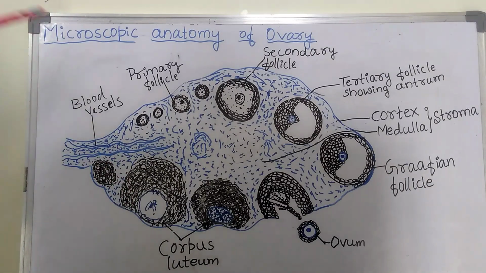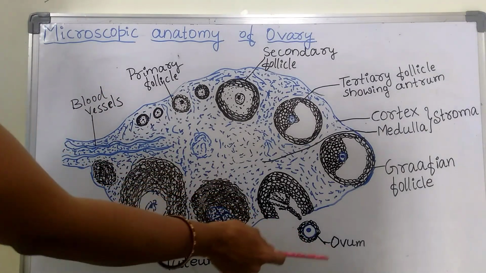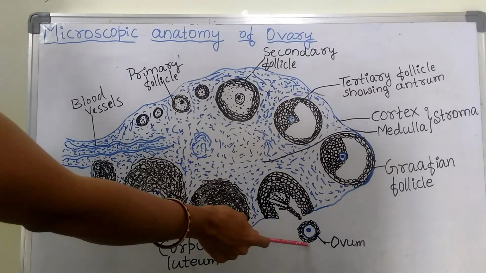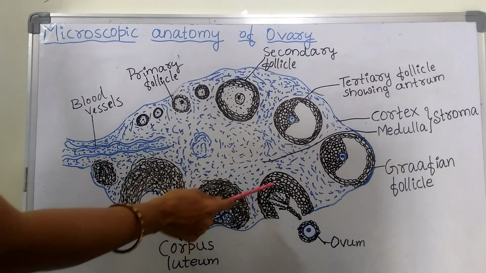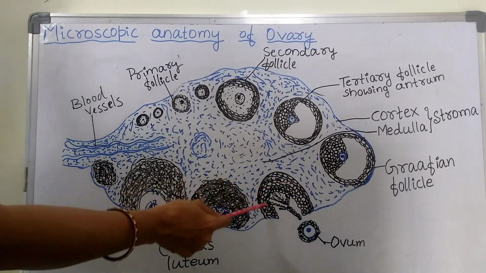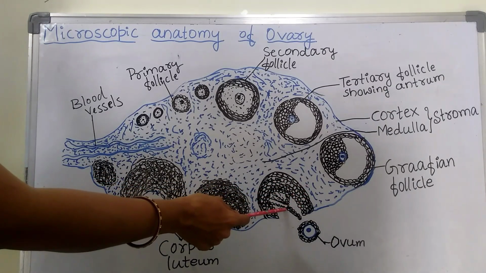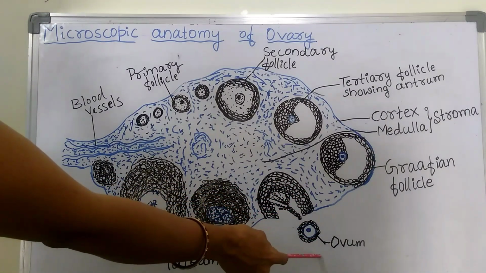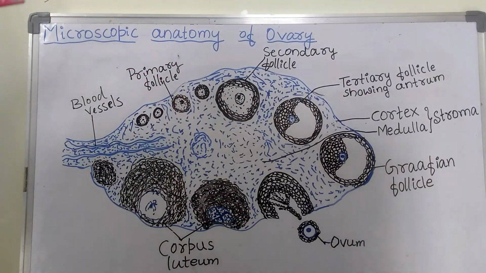In the last video, while discussing oogenesis, we discussed that the release of the secondary oocyte or matured egg from the Graafian follicle by rupturing is called ovulation. See here, the ovum. Actually, the secondary oocyte is going to be released from the ruptured Graafian follicle. This is the ruptured, broken Graafian follicle. By the rupturing of the Graafian follicle, the matured egg is released out by the process called ovulation.